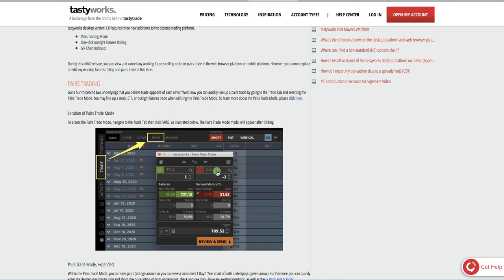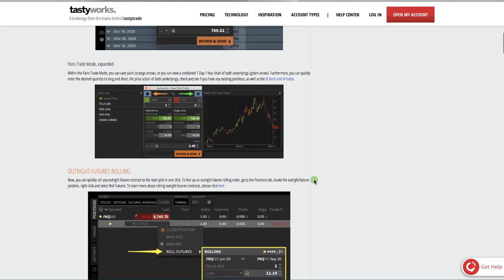So you could do bonds versus notes, S&P versus Russell, Walmart versus Target. There's a lot of different similar symbols where you may have an assumption about a favorite over the other. And so you can profit potentially from those pair trades. It makes it very easy to do. So that's the first release.